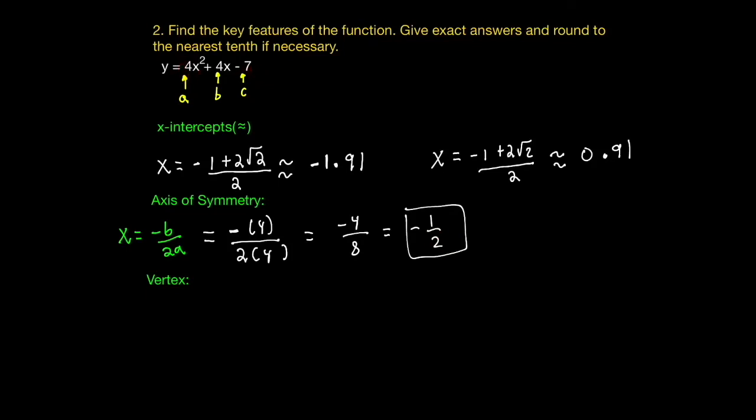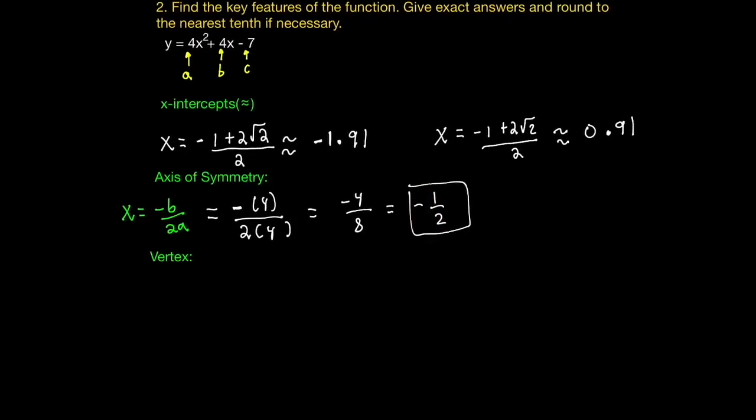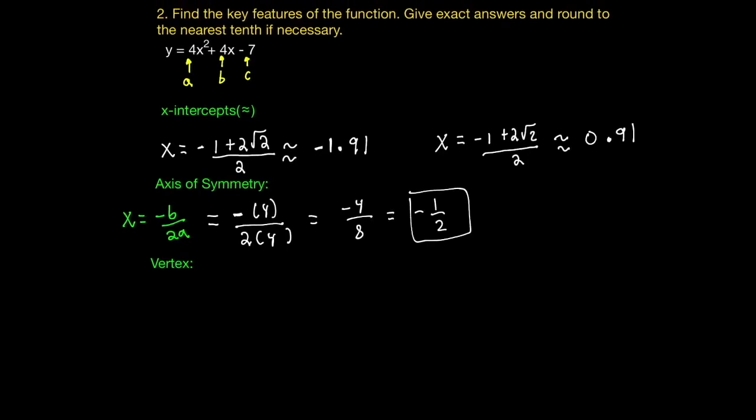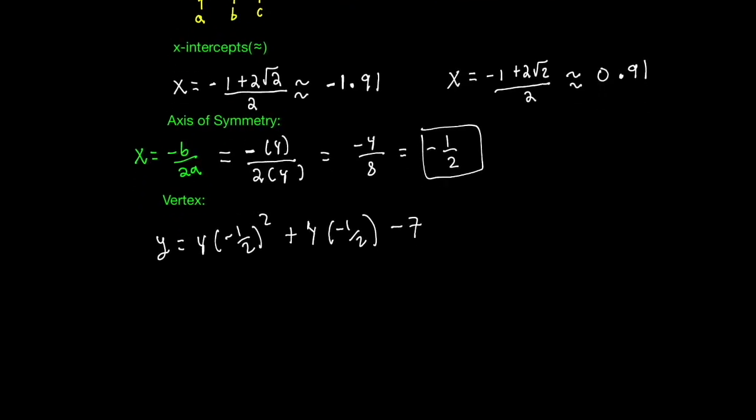Everywhere I see an x, I'm going to replace it by a negative 1/2. Now, because the negative 1/2 is actually a nice fraction, so to speak, I'm going to keep it in fraction form. So here I get that y is equal to 4 multiplied by negative 1/2 squared plus 4 times negative 1/2. And we're going to subtract 7. Now, negative 1/2 squared, that's the same thing as 1 over 4. And then here, 4 multiplied by negative 1/2, we're going to get negative 2. And then we have minus 7.